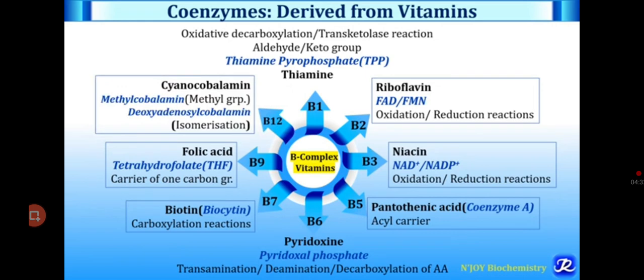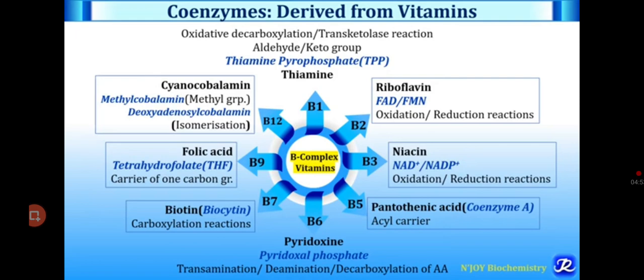Vitamin B12 is called cyanocobalamin, and it has two coenzymes: methylcobalamin, which is involved in methyl group transfer, and deoxyadenosylcobalamin, which is involved in isomerization. So these are the various coenzymes derived from vitamins. First, thiamine pyrophosphate derived from thiamine.